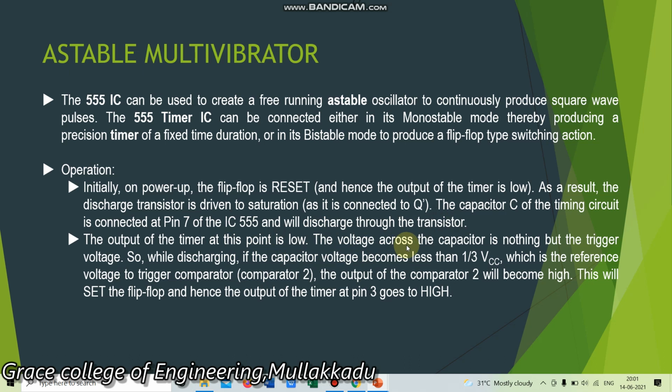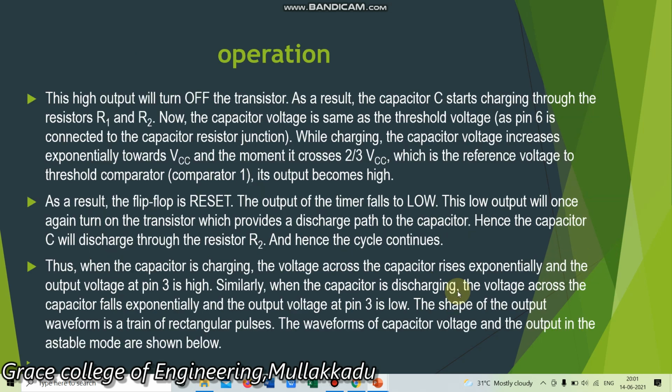While discharging, the capacitance voltage will become less than 1/3 VCC, and therefore the reference voltage to the triggering comparator, the output of comparator 2, will be high. This will set the flip flop and hence the output is high. So in this manner the output is initially low and the capacitance discharges, and it is compared with the comparator and once again produces the output high, so that we can obtain the square wave at the output.